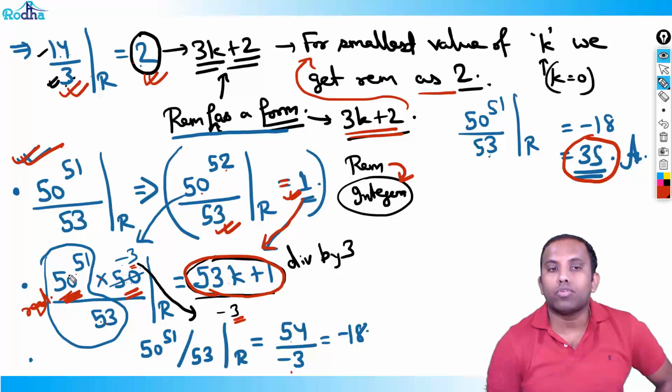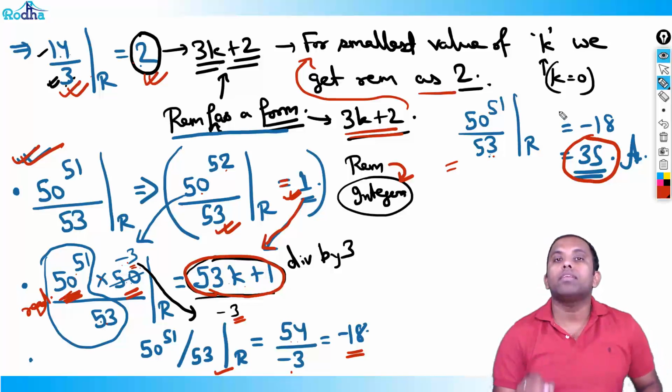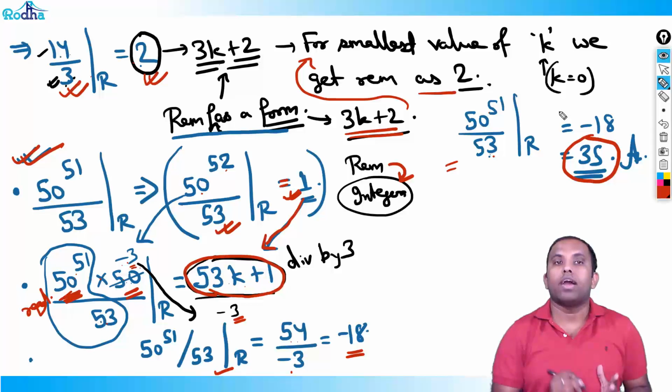So 54 by minus 3. On the left hand side, 50 raised to 51 by 53 is left. On the right hand side, minus 3 will divide this 54 and it becomes minus 18. So 50 raised to 51 by 53, what is the remainder? Minus 18. But the final remainder is never negative. You always add the base to the remainder. So minus 18 plus 53, what is the answer? 35. So 35 is the answer.